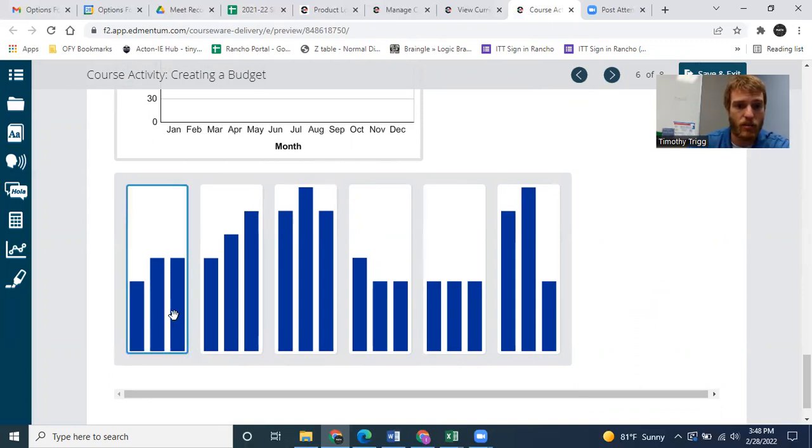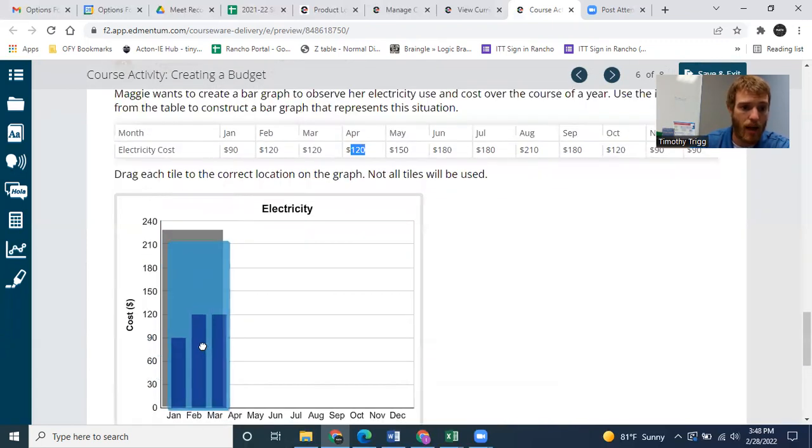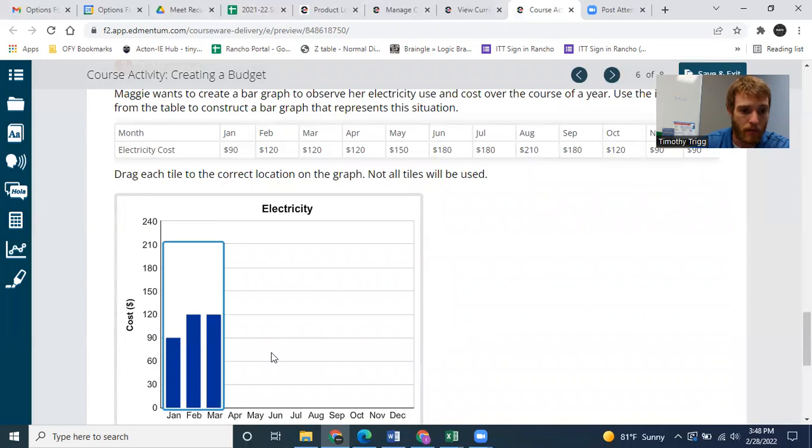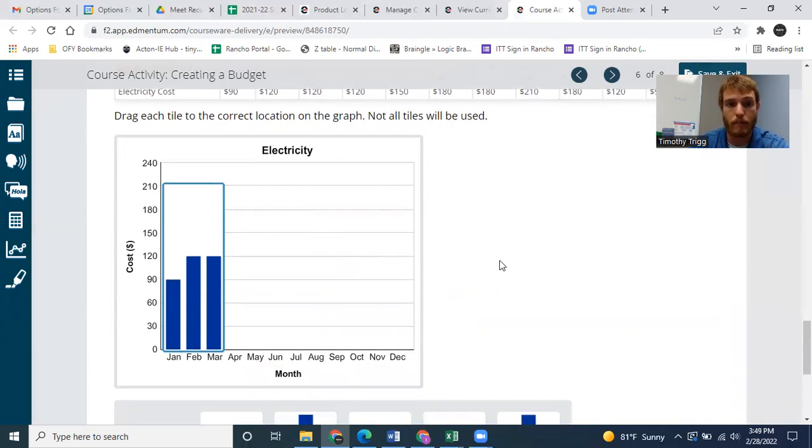So that's going to be, I think, this one right here. Now, if we click and drag this into our chart, hopefully we can see that this is correct, because for January, it should go up to 90. February and March go up to 120. So that's the correct portion of this graph here.